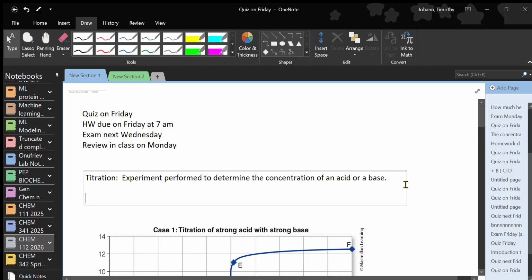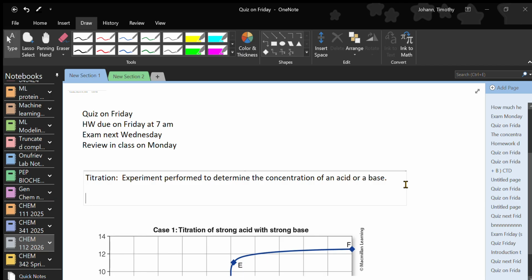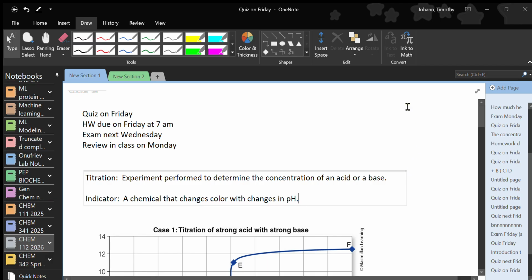Dr. Livingston says you did this about a week ago or a couple weeks ago, and you used what's called an indicator. An indicator is a chemical that changes color with pH. All right, so it changes color with changes in pH. The definition of indicator is more broad than that, but that will work for us right now. We'll limit it to what we're talking about.